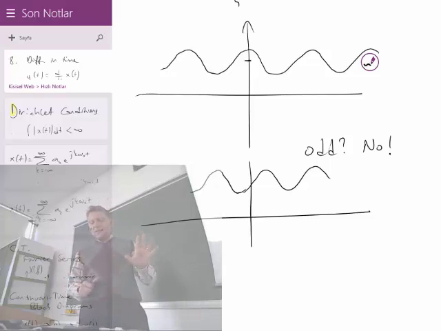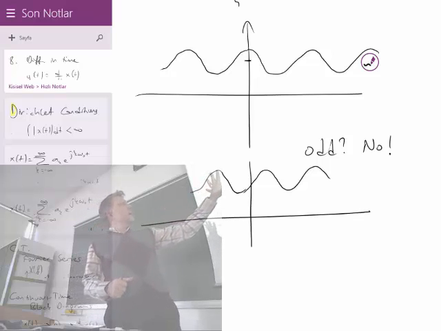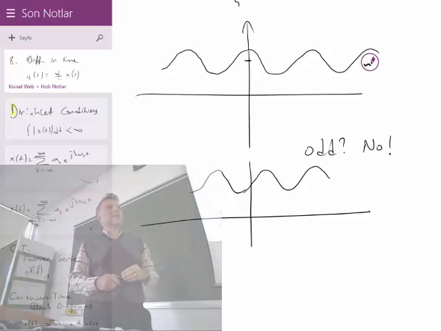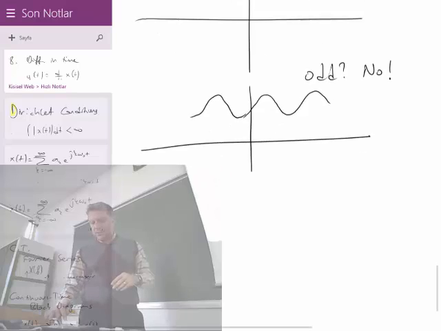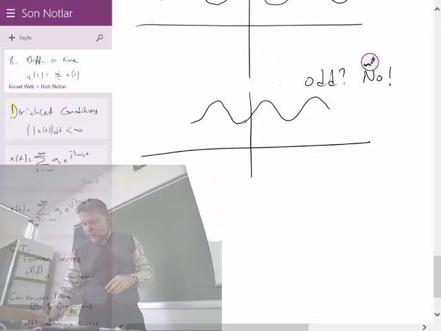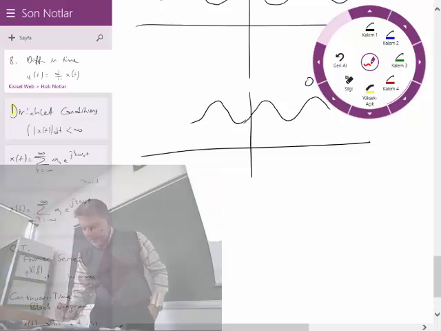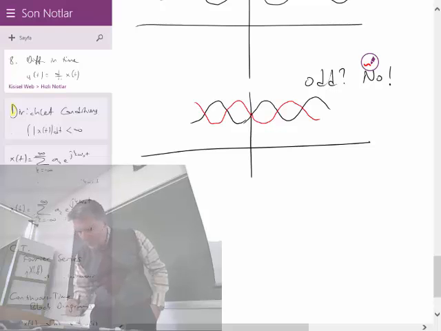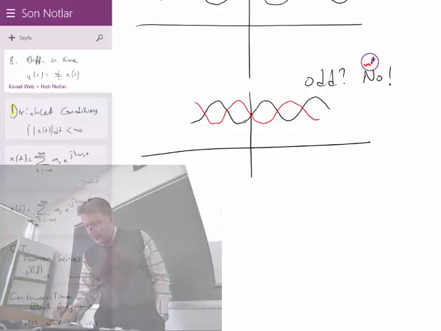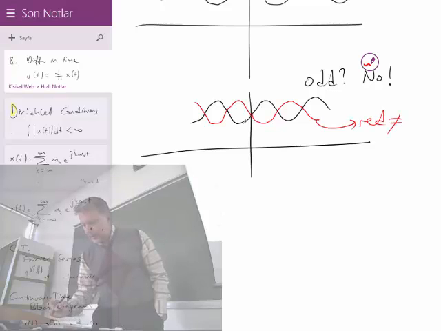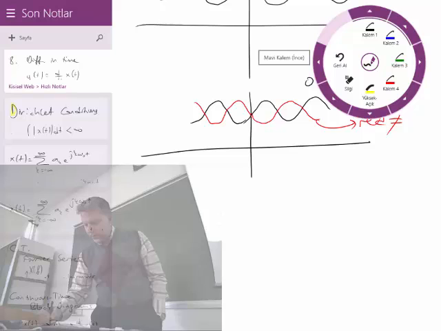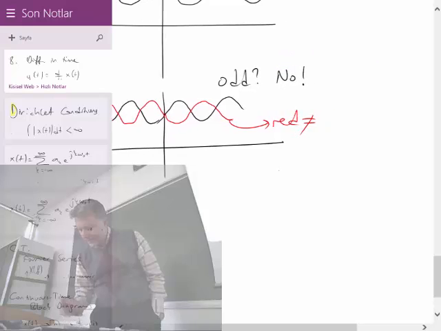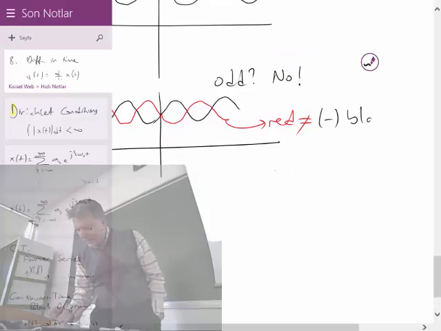What is an odd signal? An odd signal says that by flipping around the origin, that would correspond to the negative of itself. What is the negative of this? The negative of it, let me draw by red, would be something like this. Right? And red is not the negative of black.